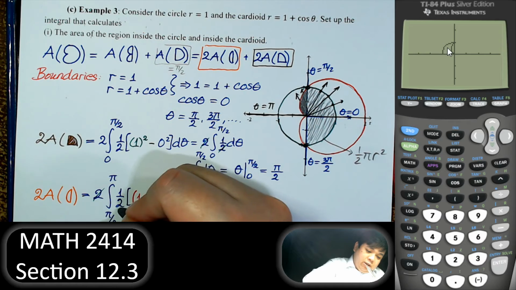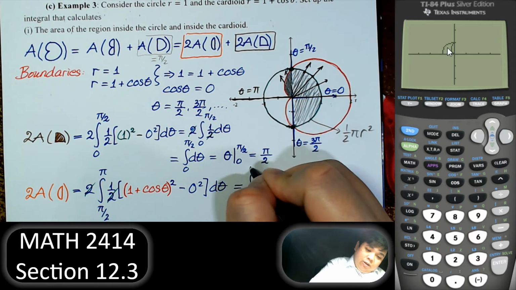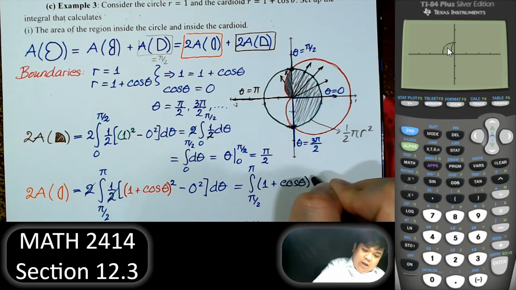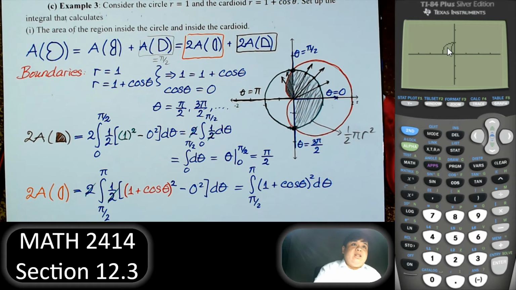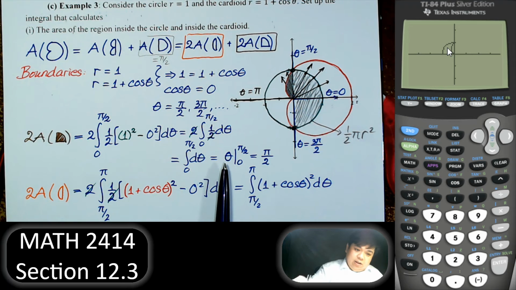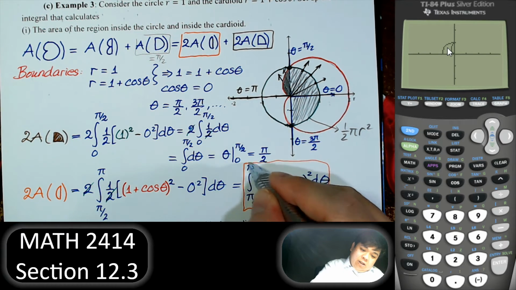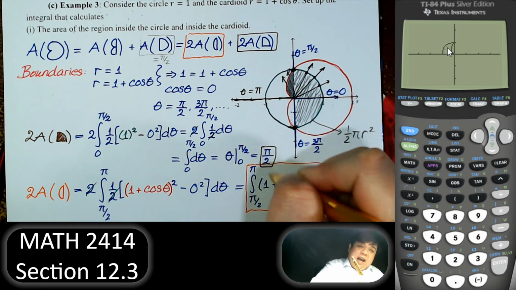So we can cancel those. Pi over 2 to pi, 1 plus cosine theta squared d theta. Right, so we have pi over 2 plus this. So the answer will be the area of that. So we're going to add this, and this. Add those two together.